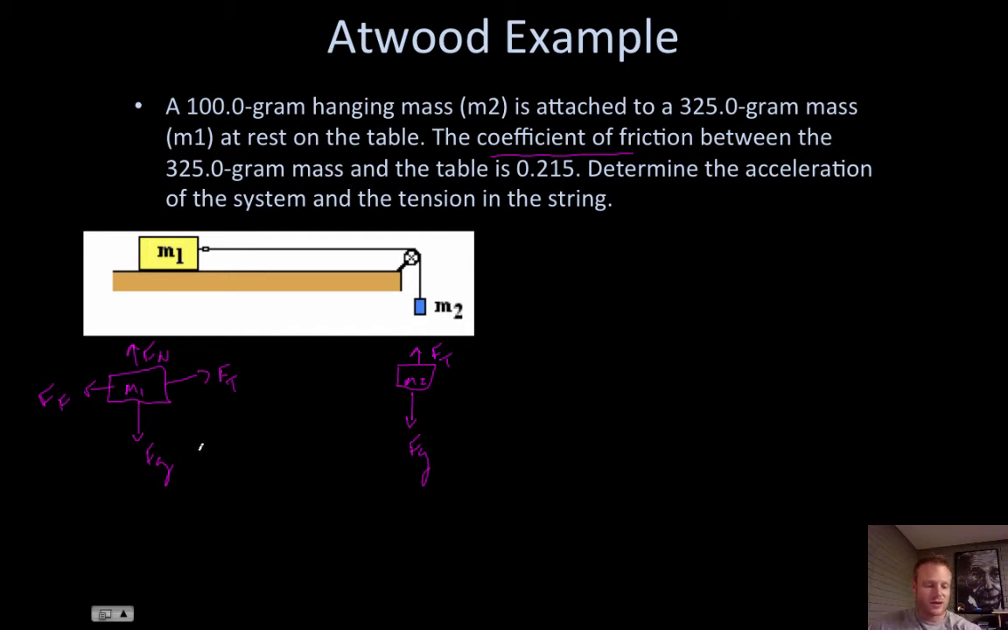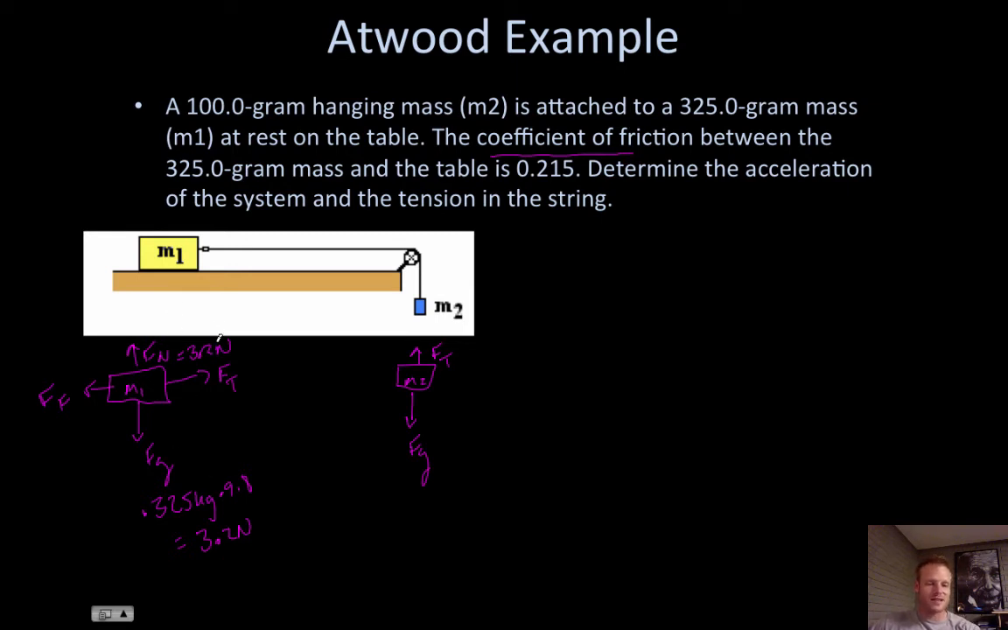The mass of this guy is 325 grams, which I'm going to convert to kilograms, so 0.325 kilograms times 9.8. You get a weight of 3.2 newtons. And that's going to be balanced by the normal force. The normal force is also 3.2 newtons. Okay. Now, why do I need to do that?